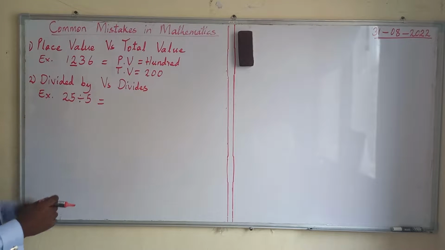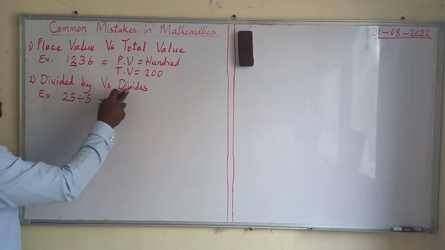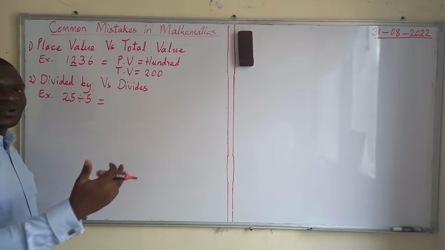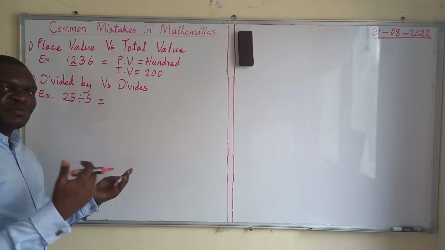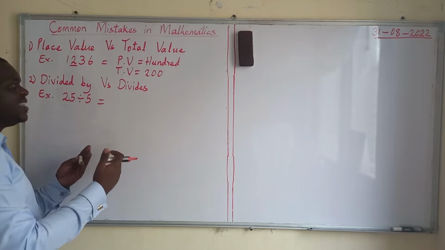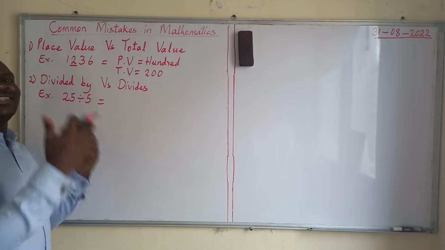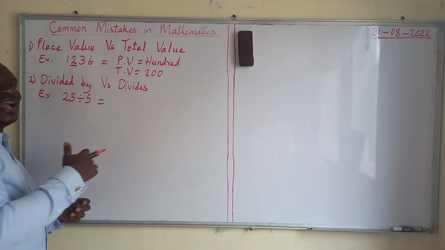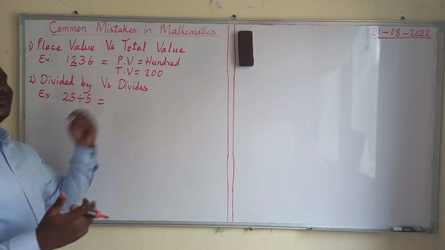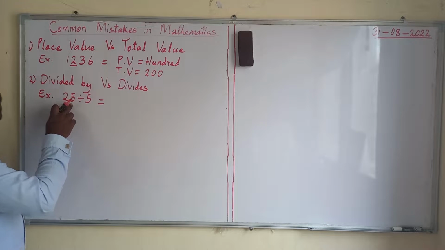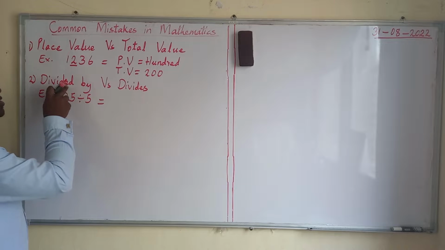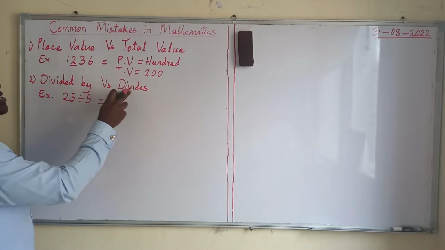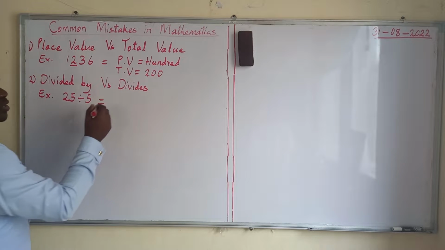Number 2 says divided by versus divides. There is this confusion here that is recurrent. Sometimes teachers get confused with saying divided by and divides. In which instance do we say divided by, and in which instance do we say divides? If you consider the dividend first, then you use divided by. And if you consider the divisor first, you use divides. This is what I'm talking about.